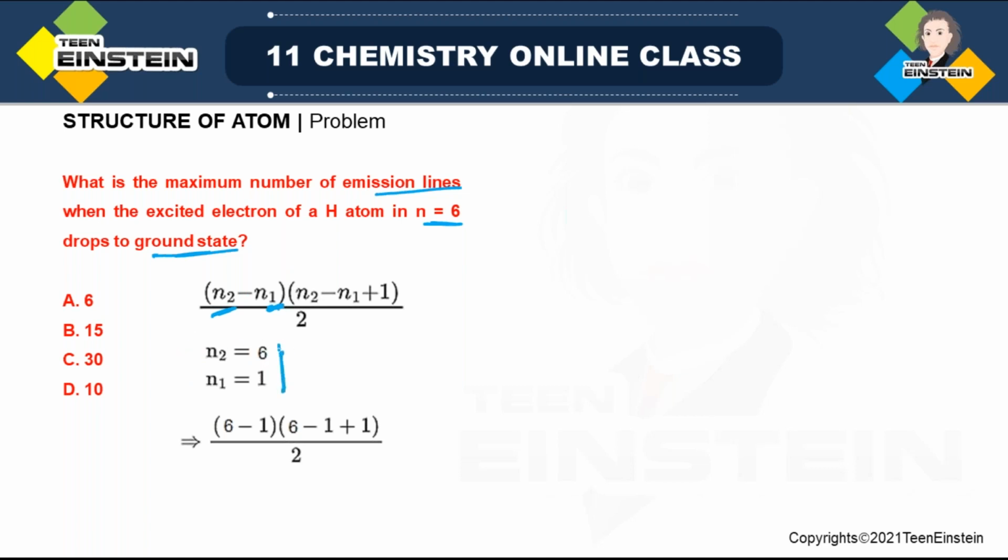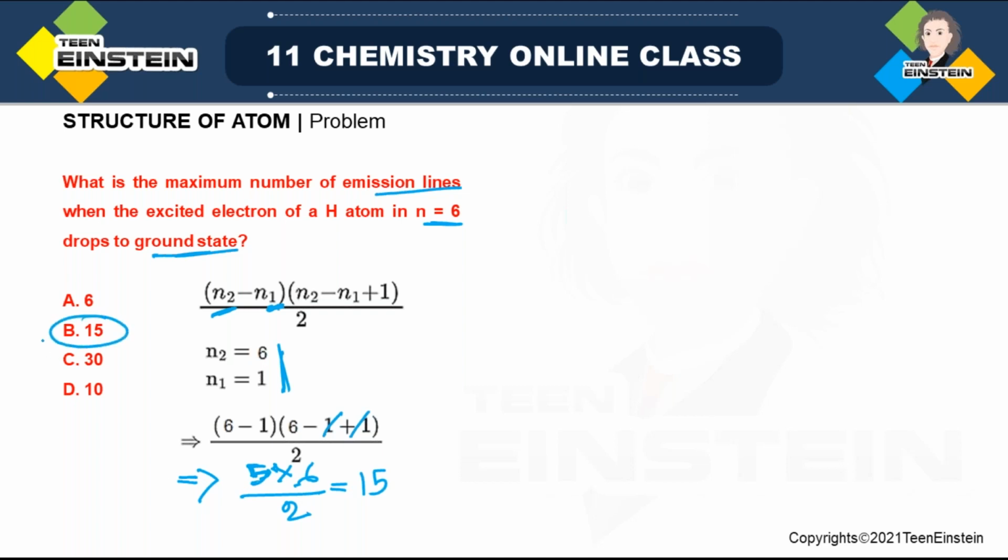Now in our case, higher energy level is 6, lower energy level is 1. So you have to write in place of N2 and N1, 6 and 1 respectively. And finally you will see it is 5 multiplied by 6 minus 1, these two cancel, 5 into 6 divided by 2. So what you are getting? 50. So this should be the correct option.